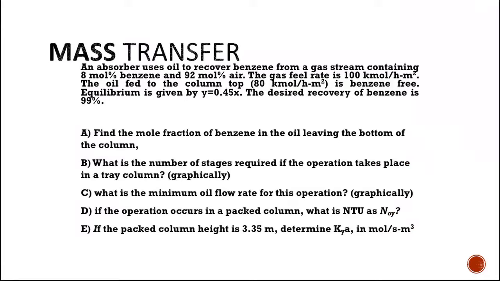benzene from a gas stream containing 8 mole percent benzene and 92 mole percent air. The gas feed rate is 100 kilomole per hour square meter. The oil fed to the column top, which is 80 kilomole per hour square meter, is benzene free. Equilibrium is given by y equals 0.45x. The desired recovery of benzene is 99%.